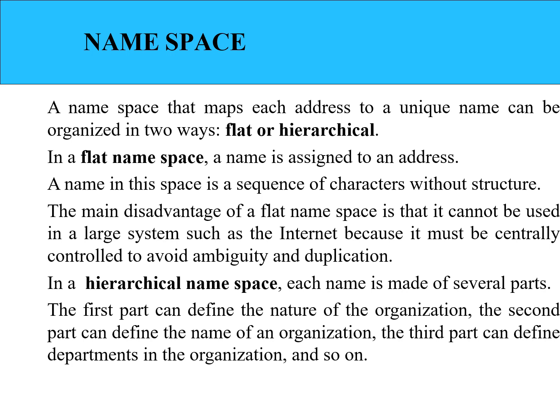So each name is made of several parts. The first part can define the nature of the organization. The second part can define the name of the organization. The third part can define the departments in the organization and so on. So basically, in the internet, we follow the hierarchical namespace.